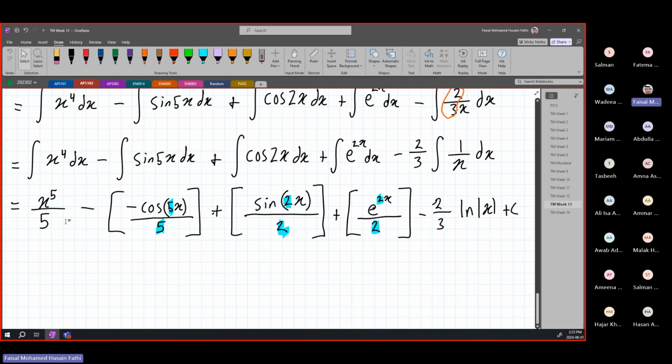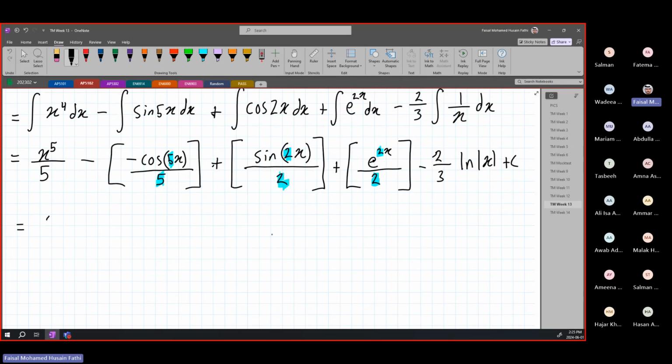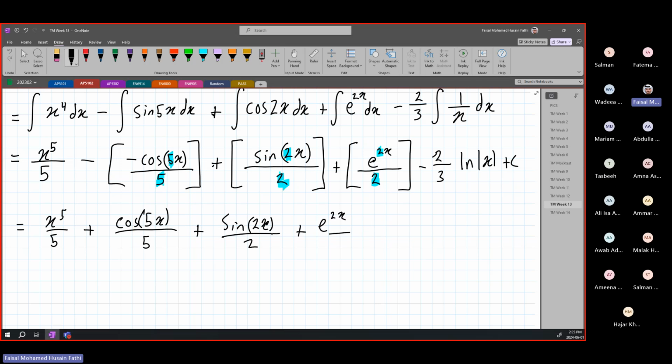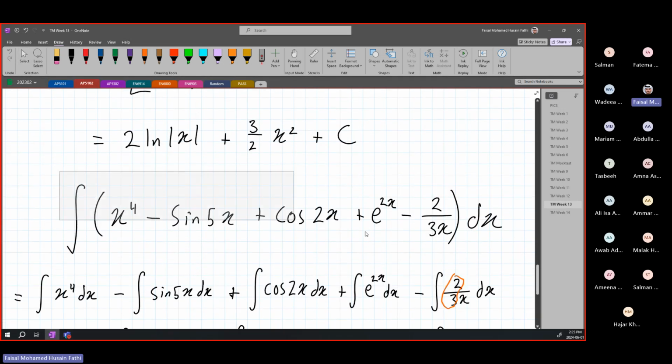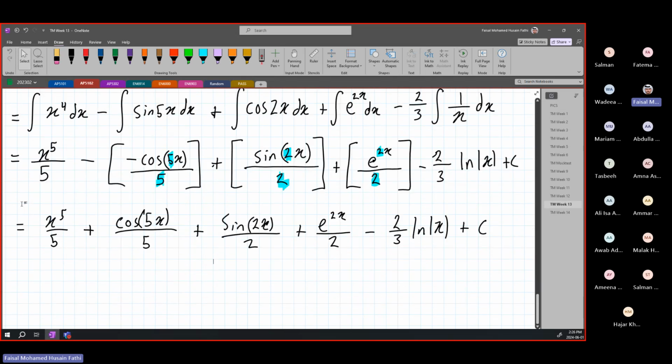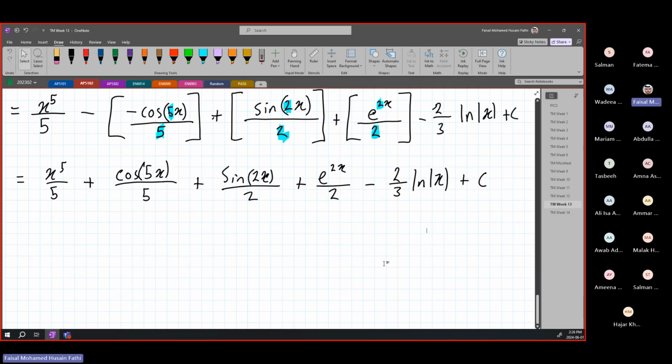All right. Then you can simplify all of these equations. So it's going to be x5 over 5, and minus becomes plus cosine 5x over 5 plus sine 2x over 2 plus e to the power of 2x over 2 minus 2 over 3 ln of absolute x plus c. All right. This was a very simple case. I mean, it looked very complicated, but it is very simple. All you just had to do was plug all your numbers back in.